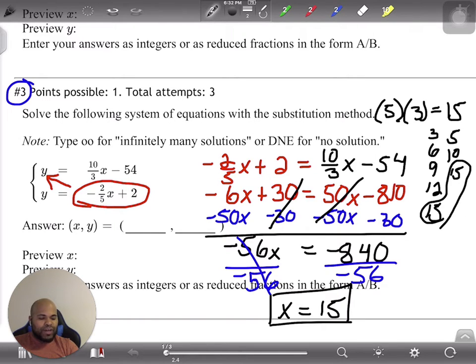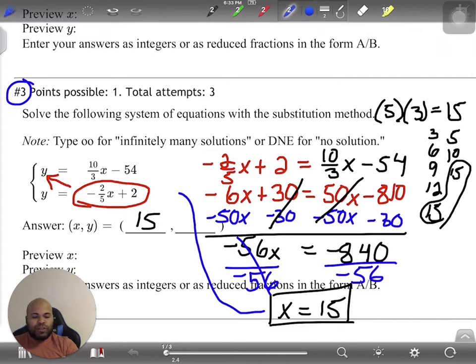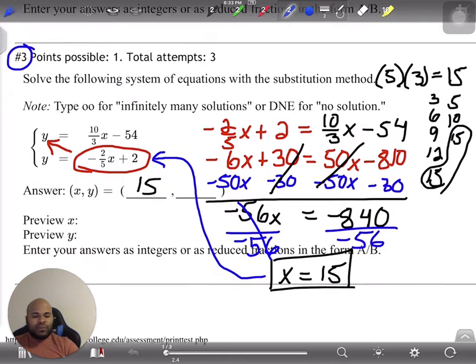So I just found x. X is 15. Now we have to find y, but hopefully you know that finding y is not that bad. All you have to do is plug it back into any of the equations. Both of the equations have fractions, but it looks like this might be the easiest one to use, right? That might be the easiest one to use.